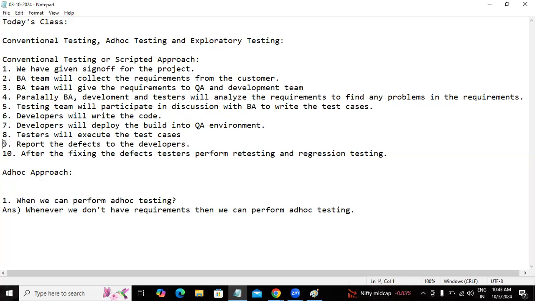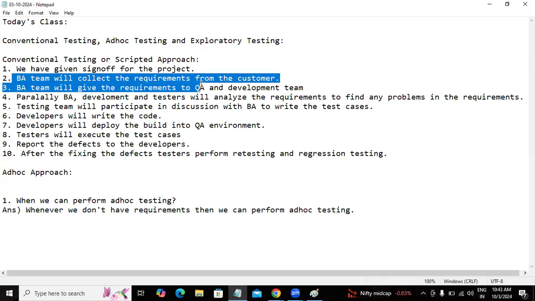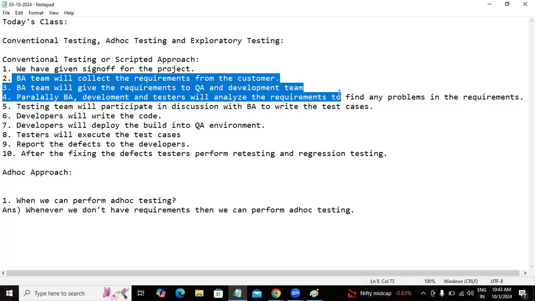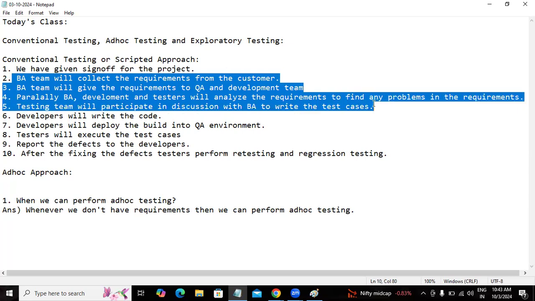Here you can see in conventional testing, what you guys are doing. First of all, you receive the requirements and you understand the requirements, right? After understanding, you find some defects and only then do you start.